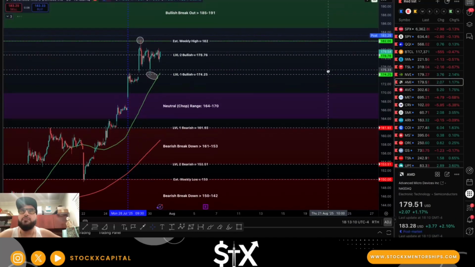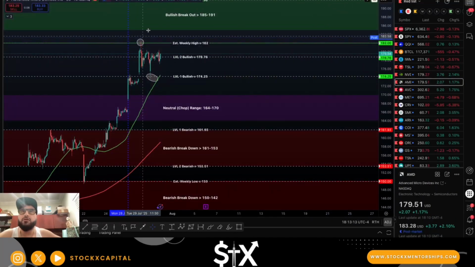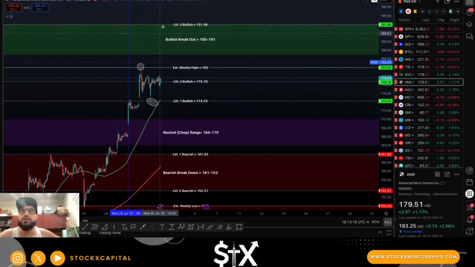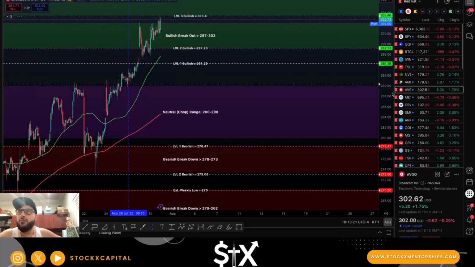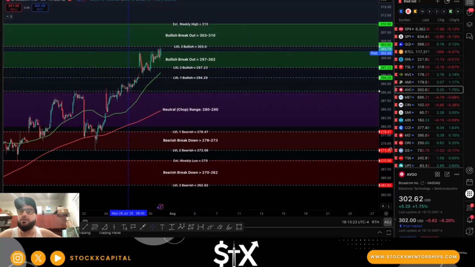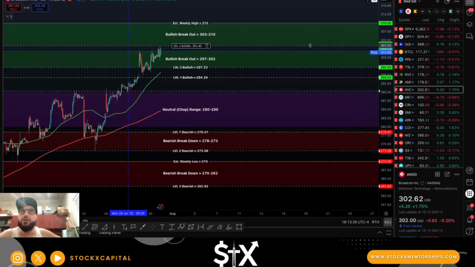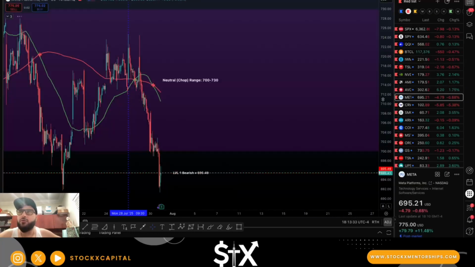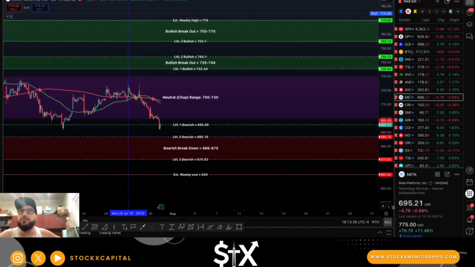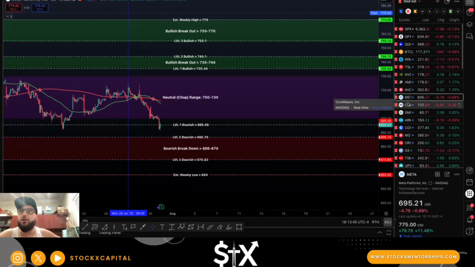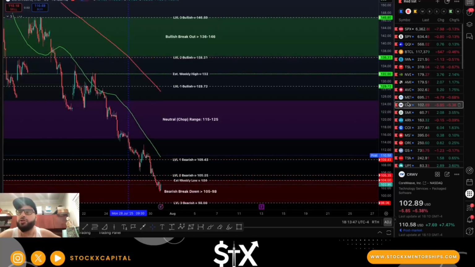You can see right over here, AMD rejected our 182 at first, but now it's on the verge of potentially going to 191. So that's going to be our next top zone that we're watching. Broadcom for some reason is struggling here, but that's only because it's on my level 3, which is 303, insanely hard. Can go to 310. So my levels still have more upside here. Meta is basically above my estimated weekly high 770 off that good earnings. They pretty much guided higher for the following earnings report, which is really bullish.